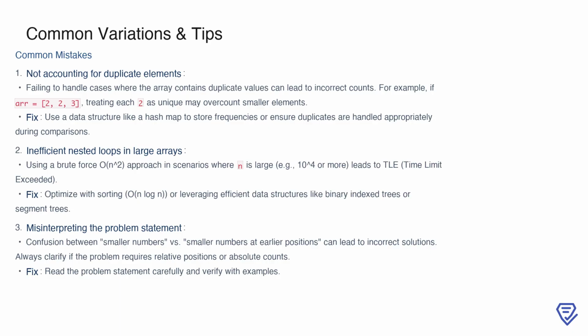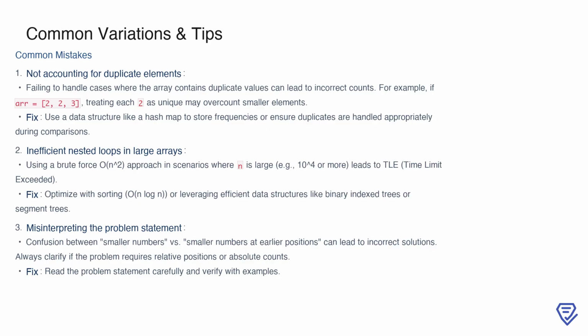A good way to avoid this is by using a hash map to store the frequency of each value or by ensuring duplicates are properly handled during comparisons. Another mistake is using inefficient nested loops in large arrays. A brute force approach with O(n squared) complexity might seem straightforward, but if the input size is large, say 10,000 elements or more, it will result in a time limit exceeded error. Instead, you can optimize by sorting the array or leveraging efficient data structures like binary index trees or segment trees, both of which reduce complexity.